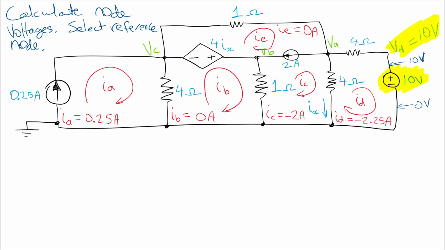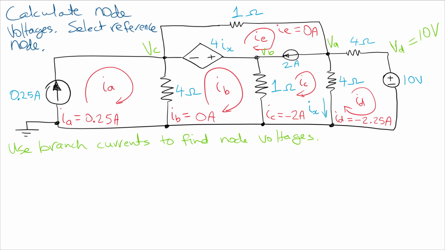Okay, so then let's do the other node voltages. What we're going to want to do is calculate the branch currents so that we can find the node voltages. Because if we knew, let's say, the current flowing through here, if we knew that I, then by knowing the resistor value, we can calculate what VC is. Okay, so that will be fairly straightforward.